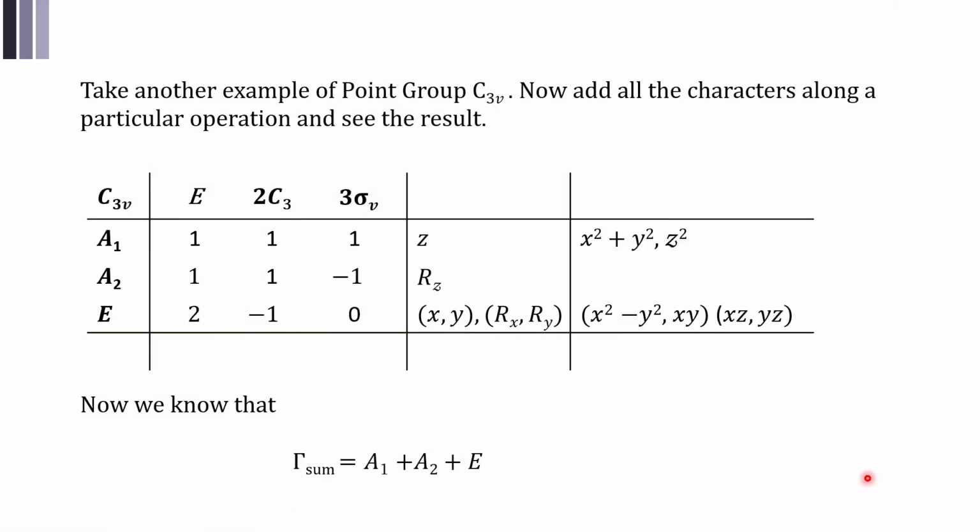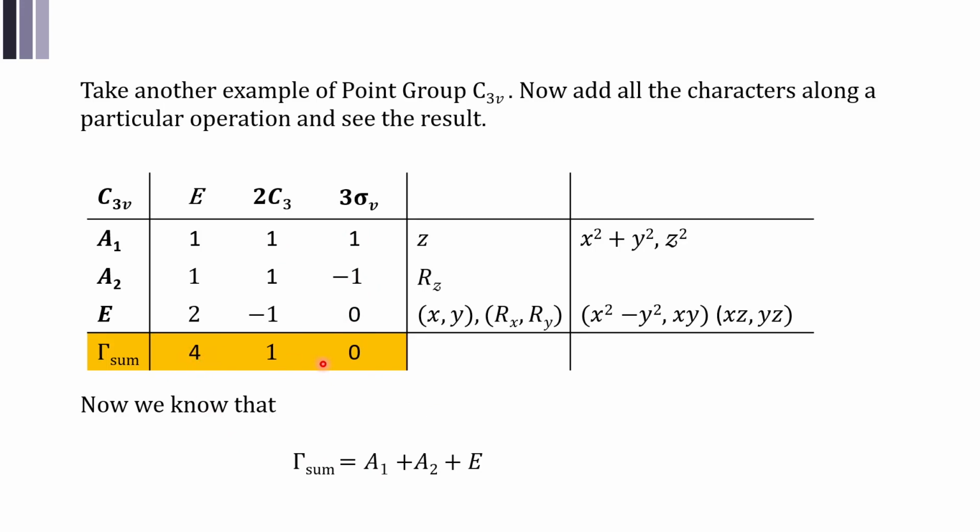Taking another example, let us have the point group C3v. This is the point group C3v, and now we want to sum over the A1, A2, and E. Just keep on doing the summation. So 1 plus 1 plus 2, that is 4. Now 1 plus 1 is 2, 2 minus 1 is 1. Now 1 minus 1 is 0, and this is 0. Now I have seen that the summation has yielded 4, 1, 0.